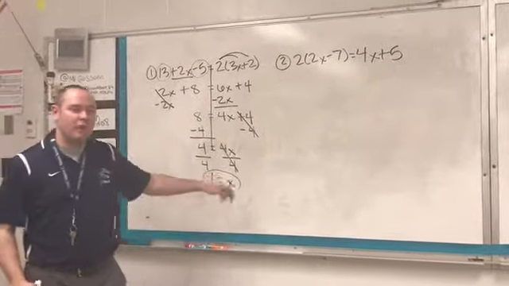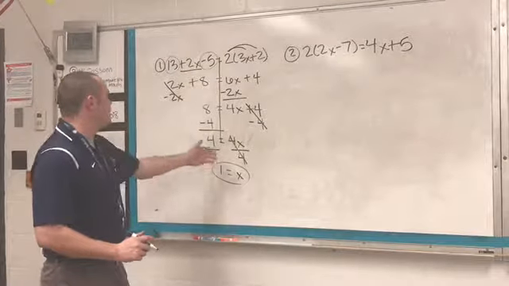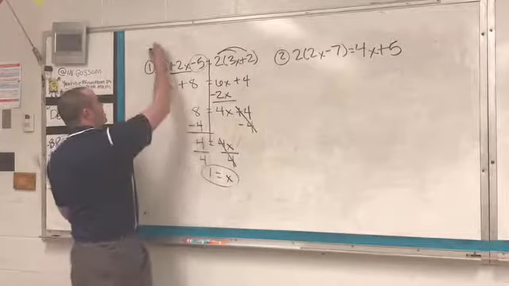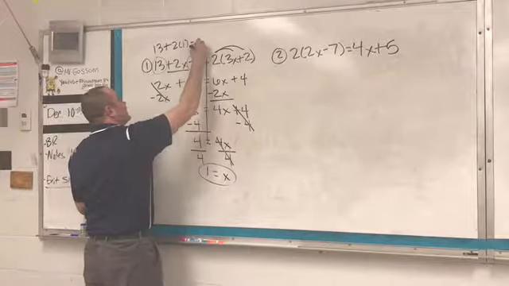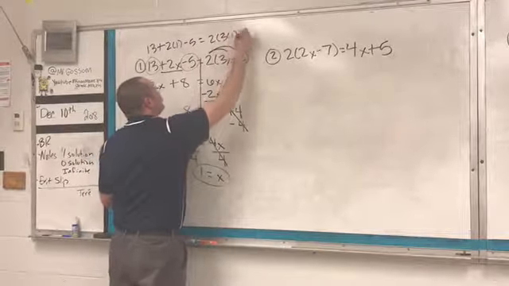Now, this is what we call one solution because there is only one answer. We could substitute 1 back into the equation, and it would fulfill both sides. So 13 plus 2 times 1 minus 5 equals 2 times 3 times 1 plus 2.